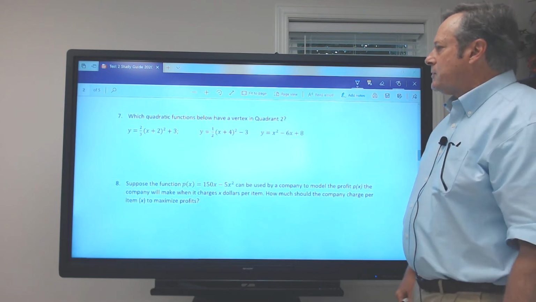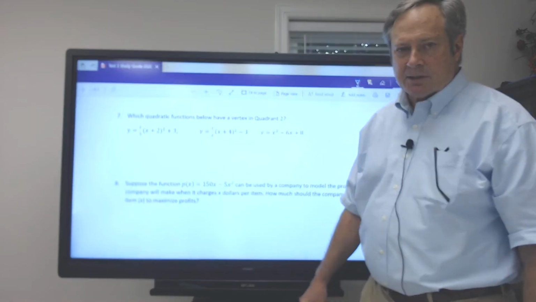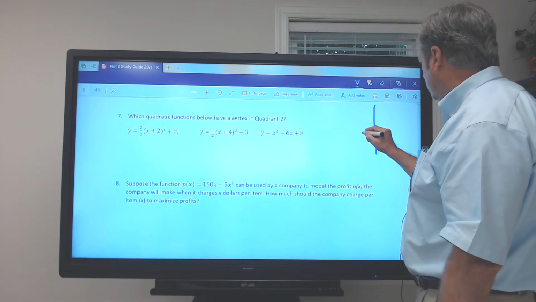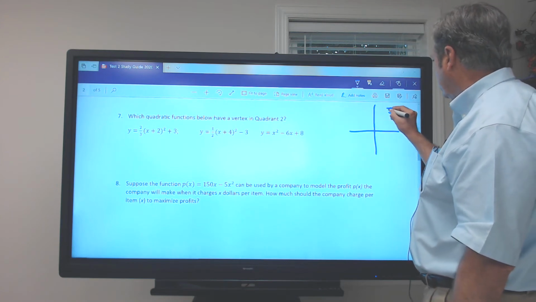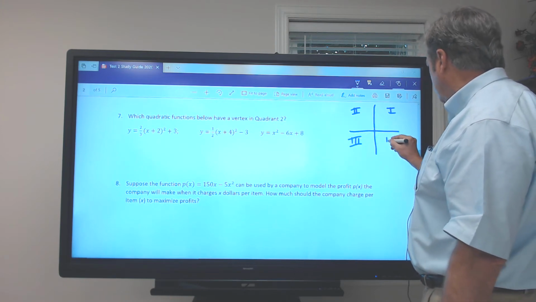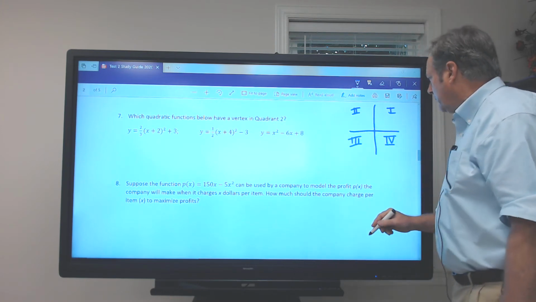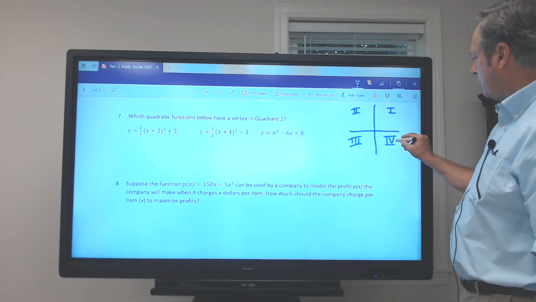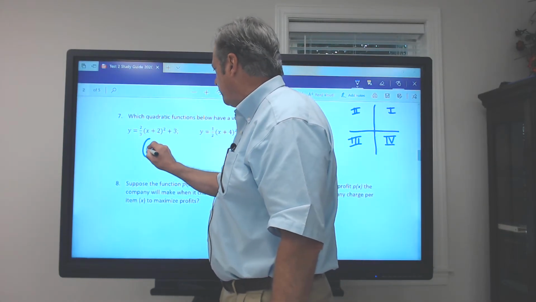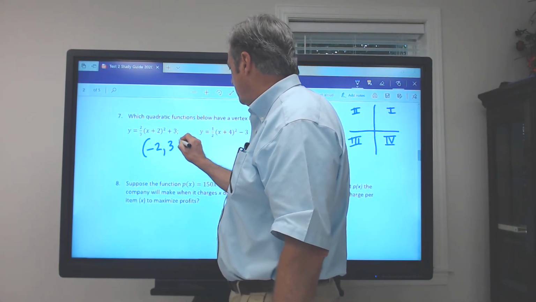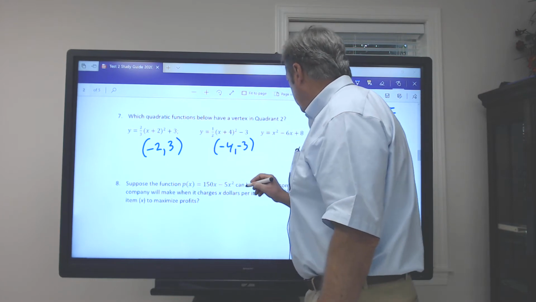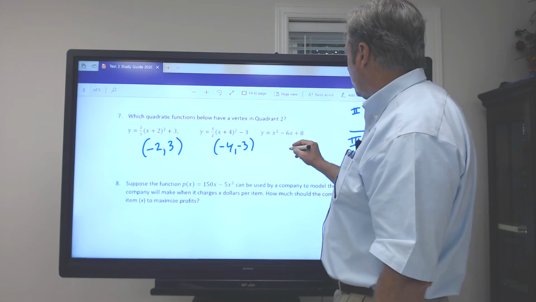All right, which quadratic functions below have a vertex in quadrant 2? Well, this goes back to Math 1, so let's remember the coordinate plane. We have quadrant 1, Roman numerals, 2, 3, and 4. So they're asking which has a vertex somewhere in that quadrant. Well, what is this vertex here? That's (-2, 3). What's this vertex? (-4, -3). What's this vertex? We've got to solve for this one.